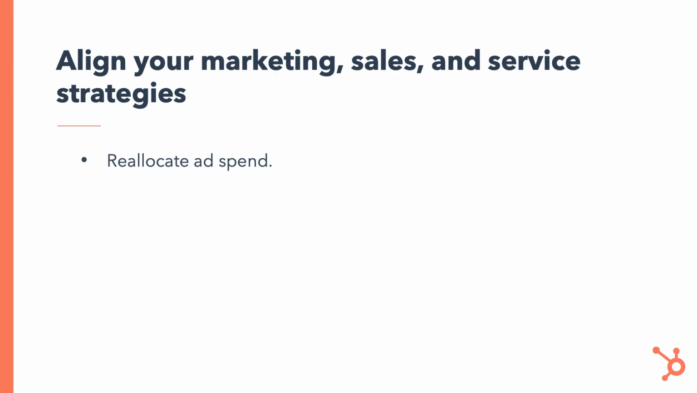With alignment around your buyer personas, it's time to get to work. There are a number of different ways your buyer persona affects your marketing, sales, and service strategies. For instance, you can reallocate ad spend. Based on your research, you'll likely know where your buyers spend time online. Audit where you're currently spending resources and ensure it's aligned with where your buyers are consuming content.